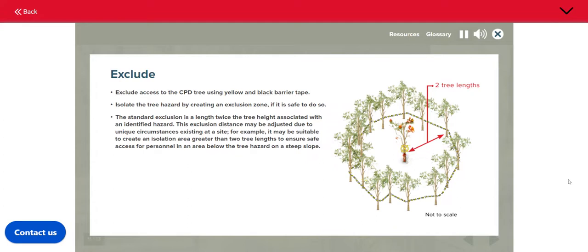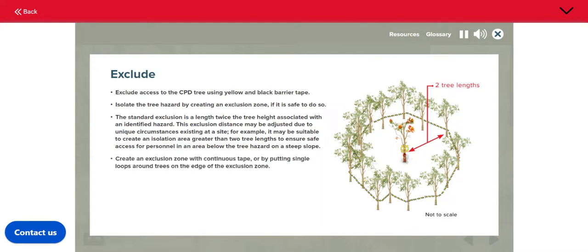This exclusion distance may be adjusted due to unique circumstances existing at a site. For example, it may be suitable to create an isolation area greater than 2 tree lengths to ensure safe access for personnel in an area below the tree hazard on a steep slope.